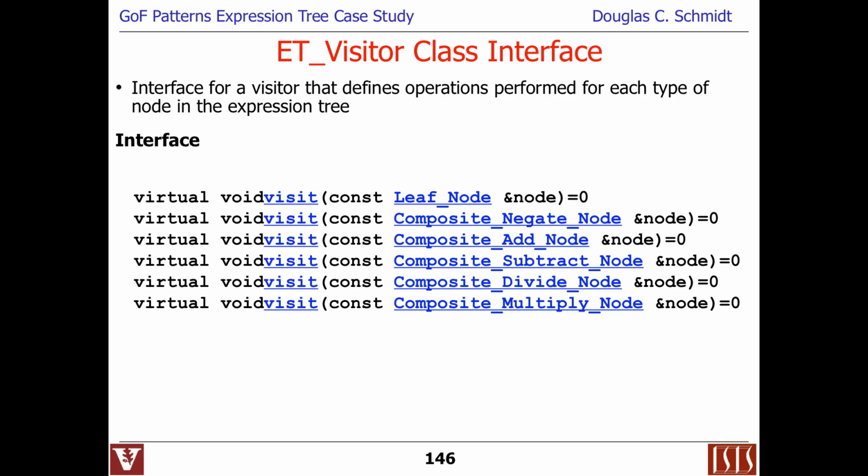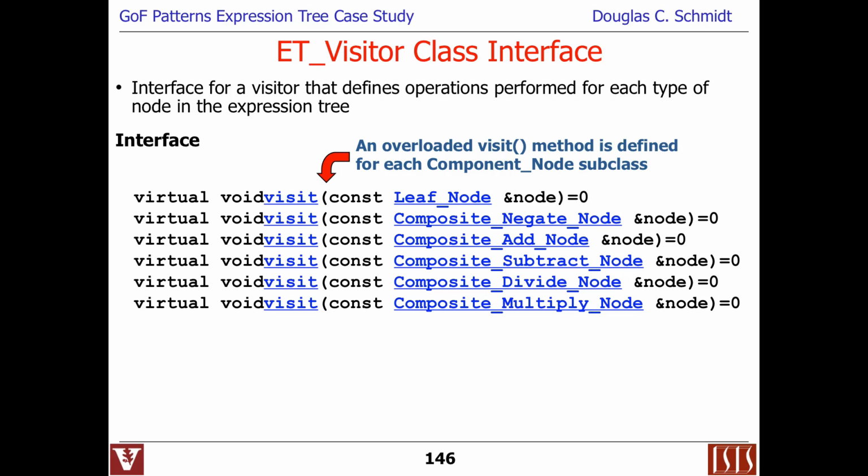So what we're really saying here is for everything that's in the composite hierarchy, we know how to do something to it. We're not going to say what we're going to do, because that isn't the job of the visitor base class. That's the job of a visitor subclass. We're just saying somebody will know what to do for each of these different kinds of things in the composite hierarchy. So that's what the visitor class is all about. So we have an overloaded visit method for each component node subclass, or more generally for each thing that's in the composite.